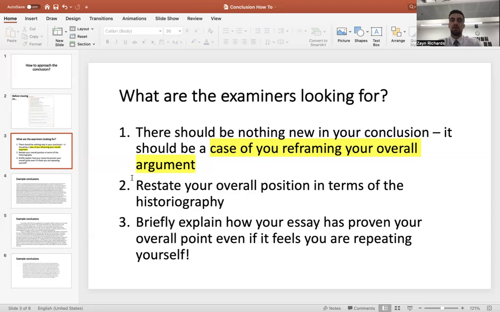But I would say if you want to get the highest marks and you want to impress the examiner the most, then you should be reframing your overall argument whilst also considering the position in terms of the historiography, and then also explaining how your essay has proven your overall point.